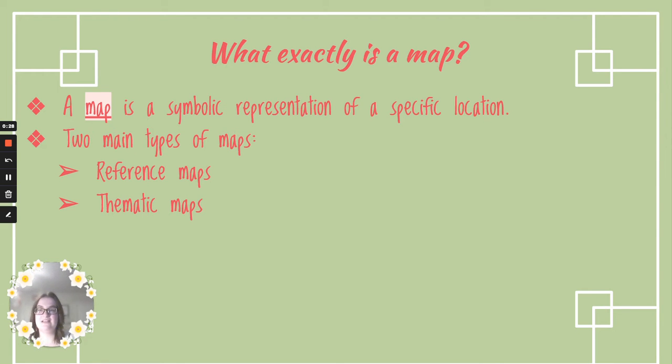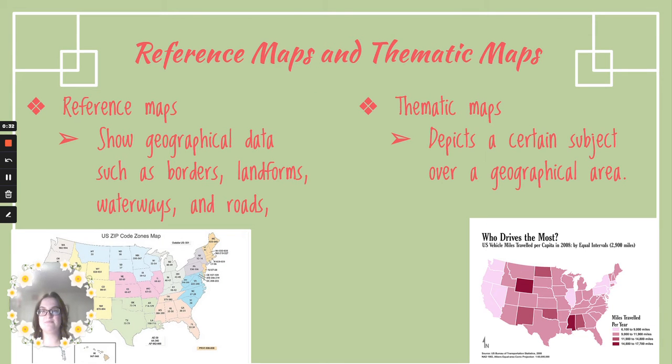There are two main types of maps, which are reference maps and thematic maps. Reference maps show geographical data such as borders, landforms, waterways, and roads. These typically are the maps that you use to get directions or see geographical characteristics of a certain location. Your GPS is also an example of a reference map.